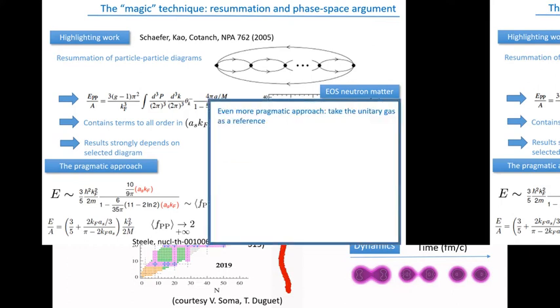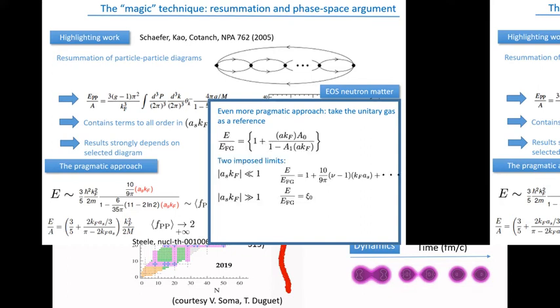So we did an even more pragmatic approach. We say, why don't we take the unitary gas as a specific limit? So we want to target exactly the unitary gas. Which means that we took this type of form, and then we have only two parameters. So it's really a by-hand functional theory. And you impose the two limits, so the low density limit and the unitary gas limit, and you fix this value to the best experimental value.